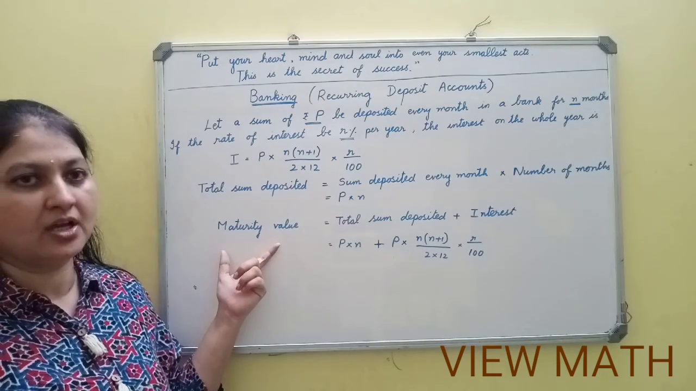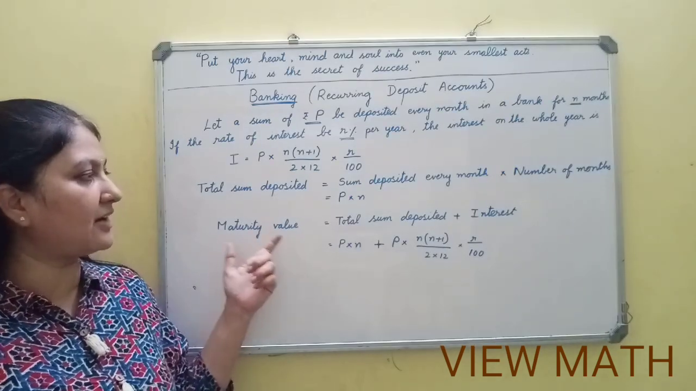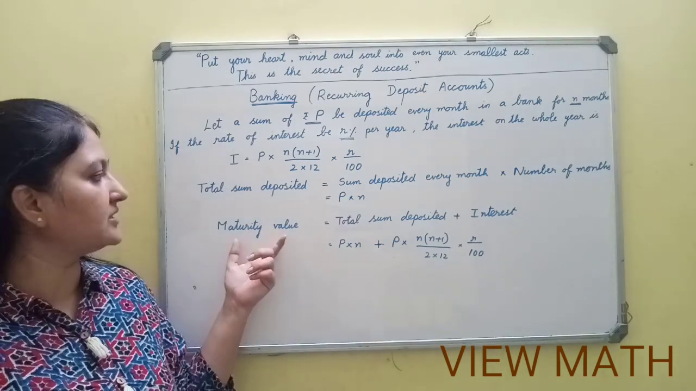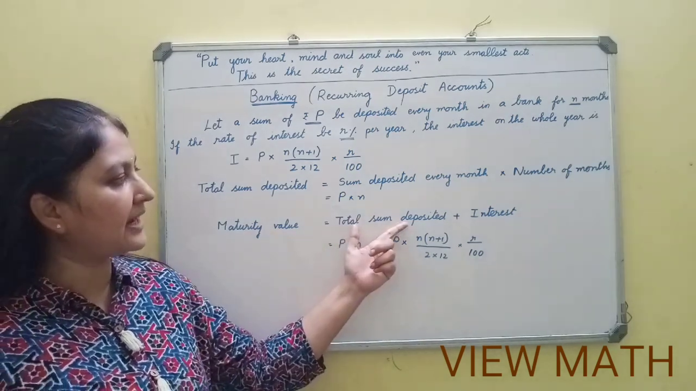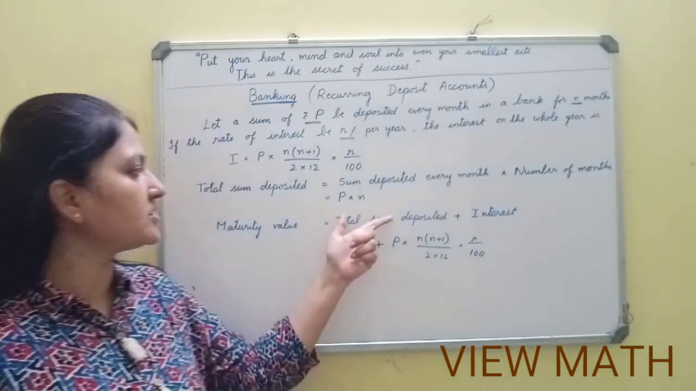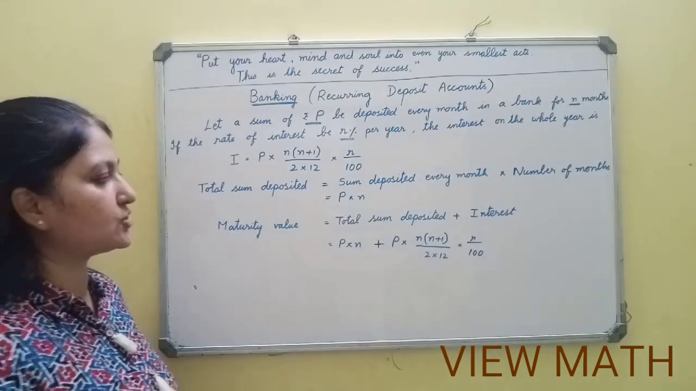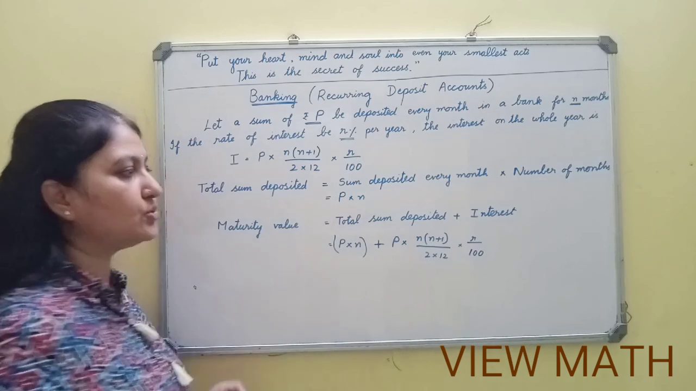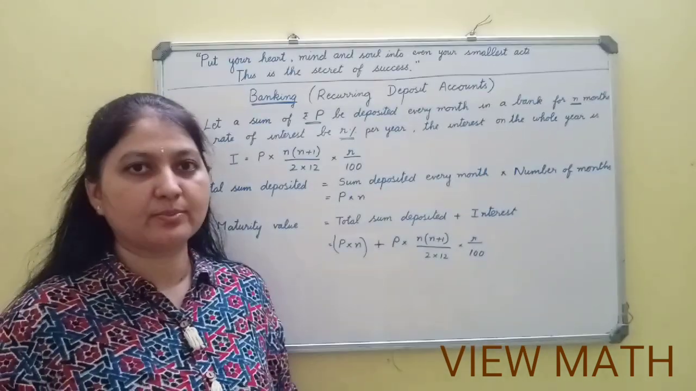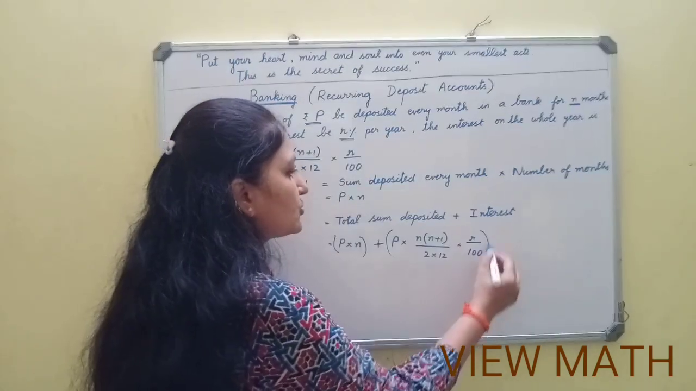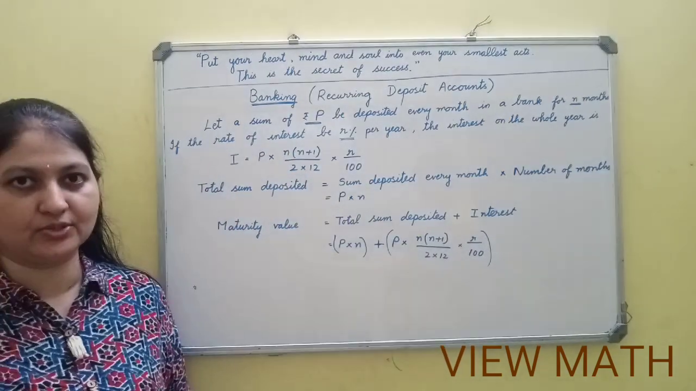Maturity value. For example, after 36 months, what is the maturity value? Or after 3 years, what is the maturity value? In that case, you have to add total sum deposited plus interest. Total sum deposited is P into N plus interest, P into N plus 1 by 2 into 12 into R by 100. So by adding these two, we can find out the maturity value.